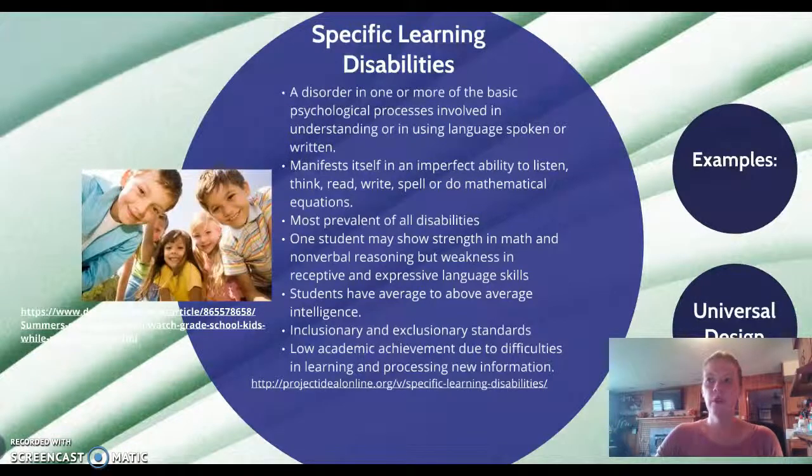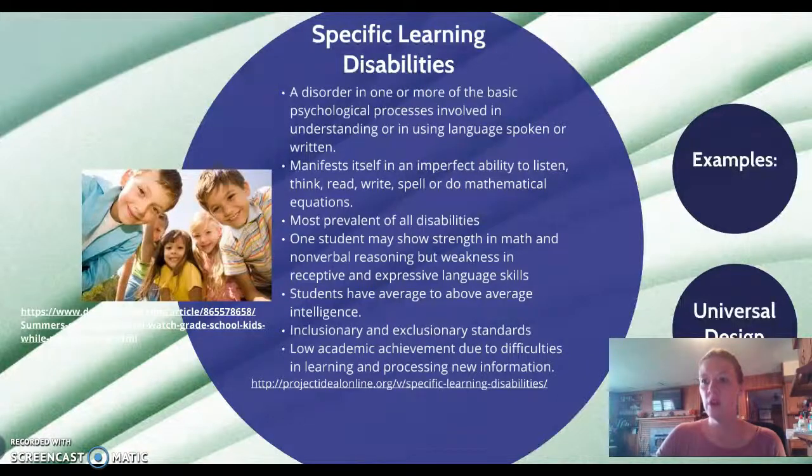The textbook definition is a disorder in which one or more of the basic psychological processes involved in understanding or in using language, spoken or written. Students struggle in the areas of oral expression, listening comprehension, written expression, basic reading skills, reading fluency, reading comprehension, and mathematics calculations and reasoning. What this means is that no two students will show the exact same strengths and weaknesses. Where one student may struggle in one area, another will struggle in many.